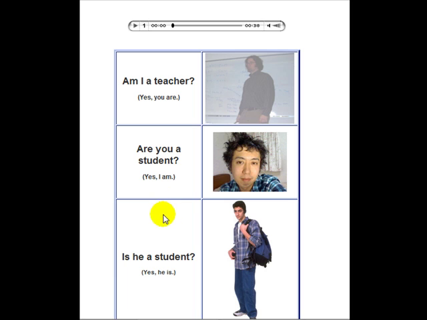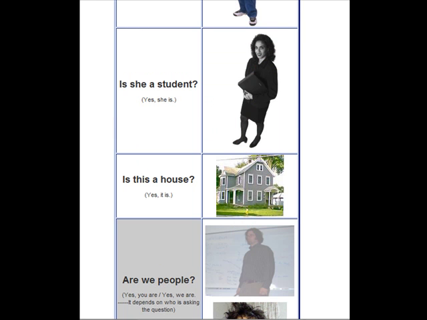Then we go down to the third person, like he, and we use is. In the statement we say he is, but in the question we say is he. Is he a student? And the answer here is yes, he is. We continue with the third person singular. Is she a student? And the answer is yes, she is.